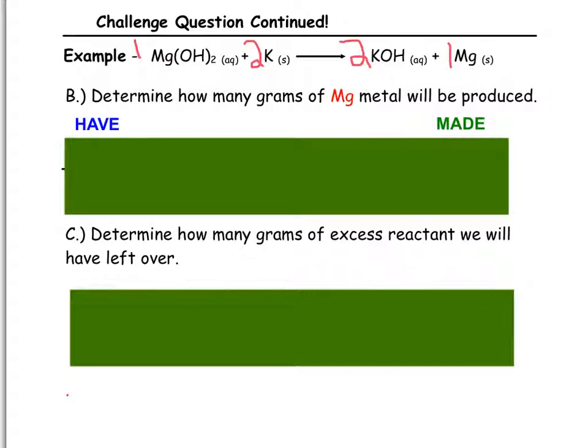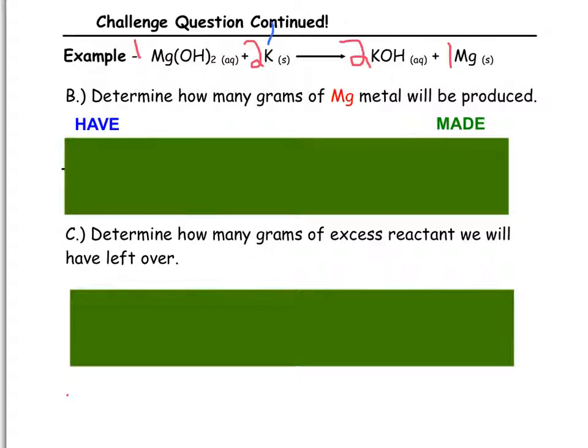Now, what this question is asking us to do is determine how many grams of magnesium metal can be produced. So in the last problems, we always solved from one reactant to another. Now in this case, we're going to actually solve from one reactant to a product. So our reactant that we're going to start with is going to be our potassium. And the reason we start with potassium is because it was our limiter. Limiter meaning it is limiting how much of our products can actually be produced.